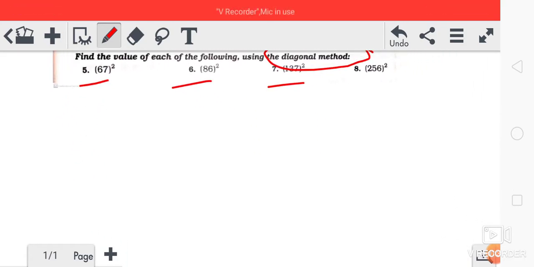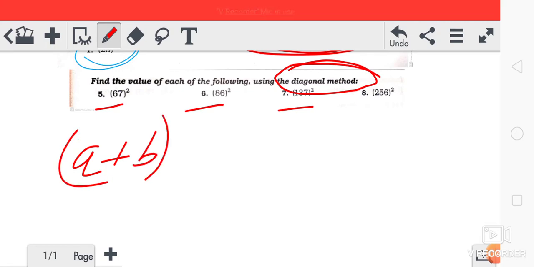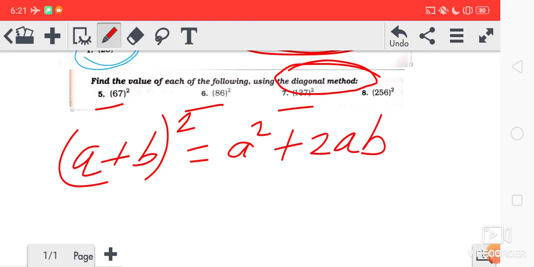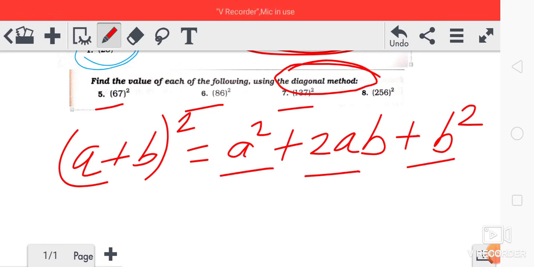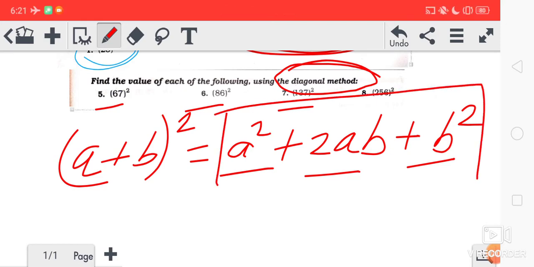I told you that you have to learn the formula a plus b whole square. The formula is needed here. What do you know? a square plus 2ab plus b square. All of you remember this formula, a square plus 2ab plus b square. This formula you need.